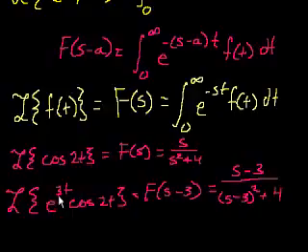Notice when you multiply something by e to the 3t, or e to the at, and you take the Laplace transform of it, it's the same thing as the Laplace transform of the original function, but everywhere you had an s, you replace it with an s minus this a. Anyway, I hope I didn't confuse you too much with that last part.